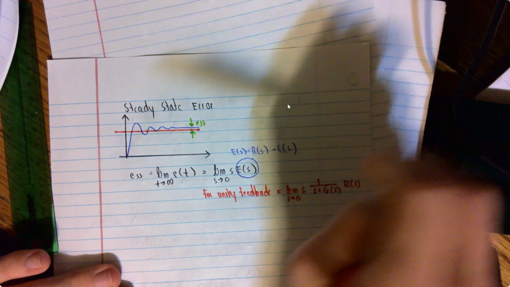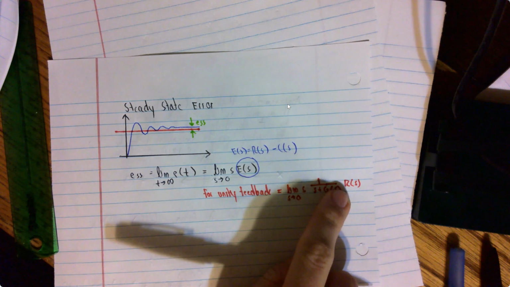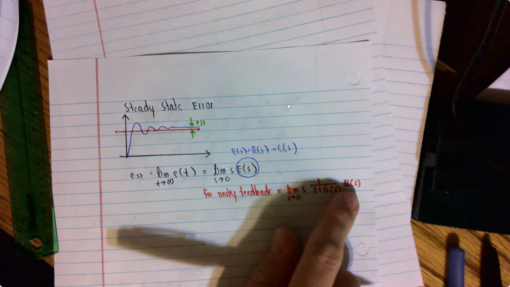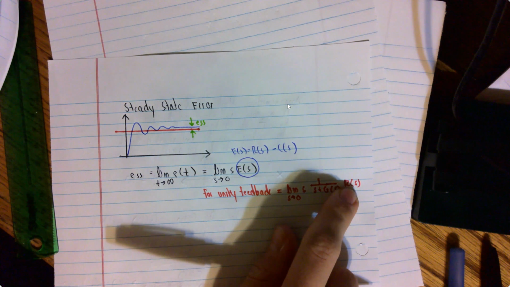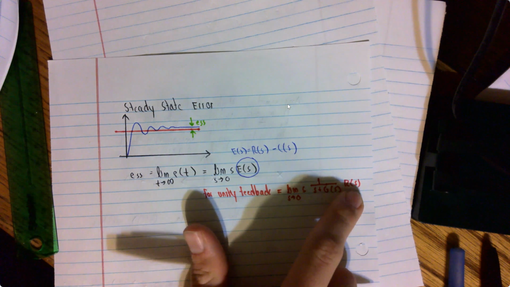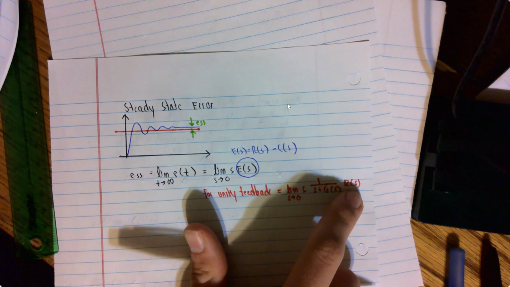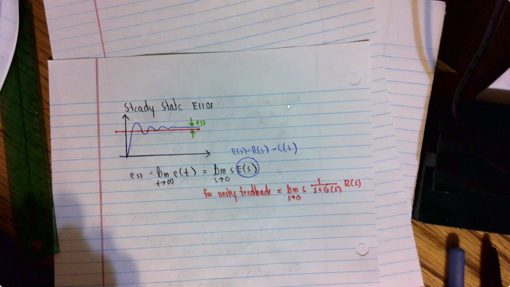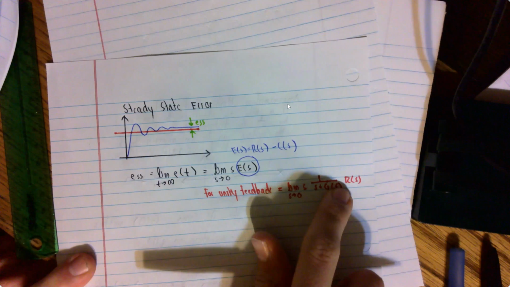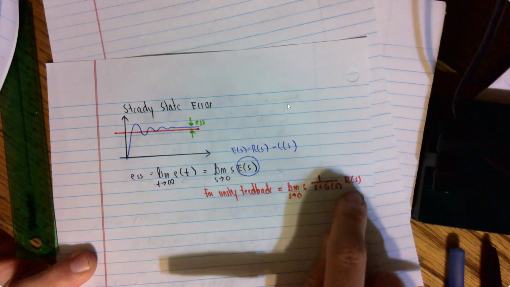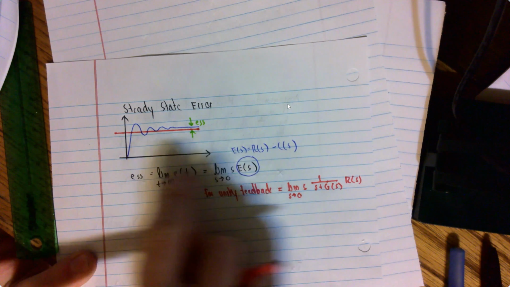And notice that each type of input has a certain way that it affects the steady state error. So if you have a step input, that's 1 over S. If you have a ramp input, it's 1 over S squared. And if you have a parabola, it's 1 over S cubed. So each input's going to affect your steady state error. And so notice that this is only for unity feedback. So I don't like writing this one a bunch. I like writing it in this format because this is a general format.